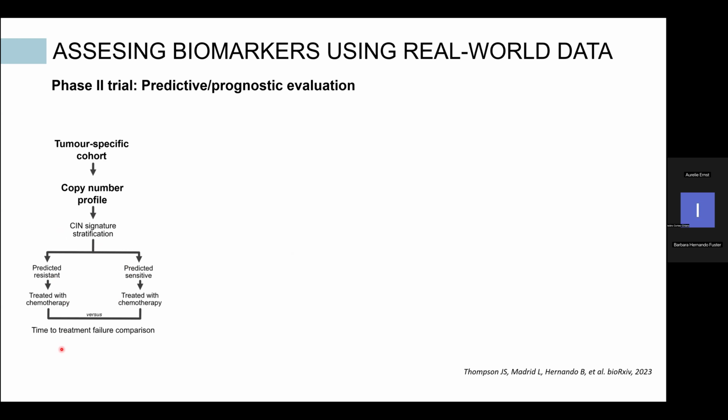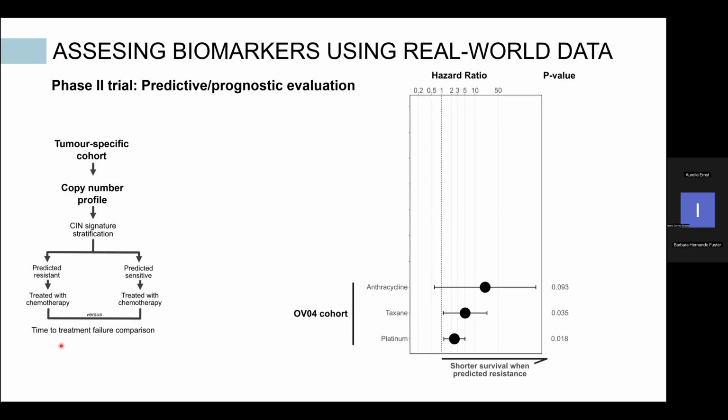And we started this process with an ovarian cohort, the OV04. This cohort is part of a clinical study run by James Brenton. And we actually see that the survival time, the time to treatment failure, was shorter for those patients that we predicted as resistant.